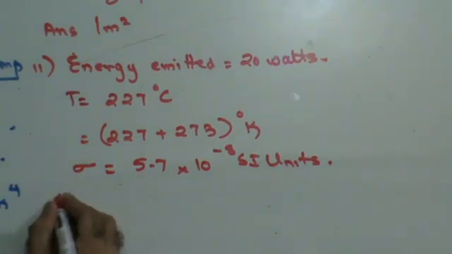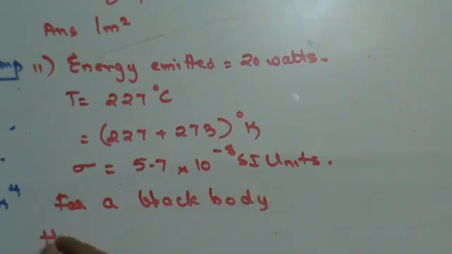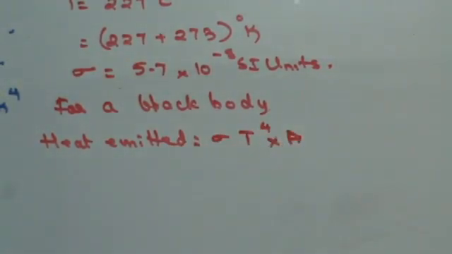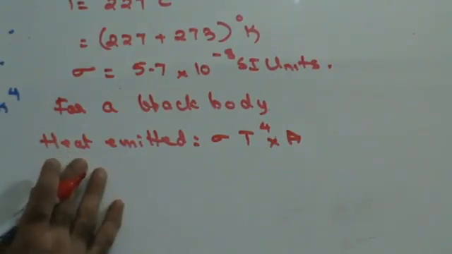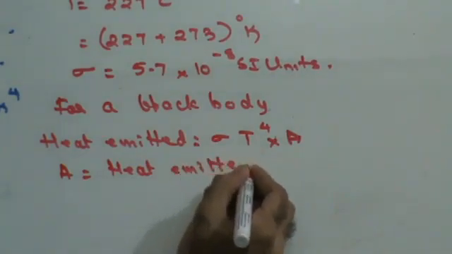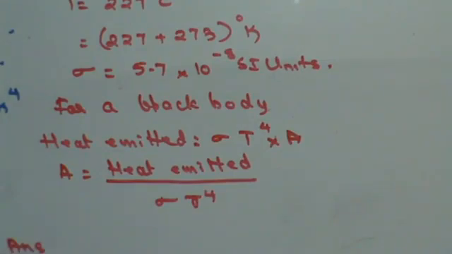Now, same like your previous sum, for a black body I can say that heat emitted is, since it's a black body, I don't need to take emissivity, so this is sigma T4 into A. They've asked you to find out the area. Heat emitted is given to you as 20, temperature is given, Stefan's constant is given. So area is nothing but heat emitted upon sigma T4. You should get your answer as 5.614.